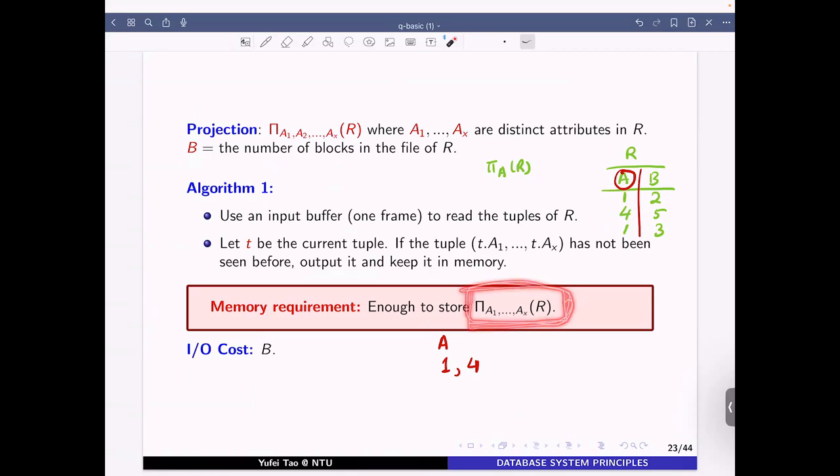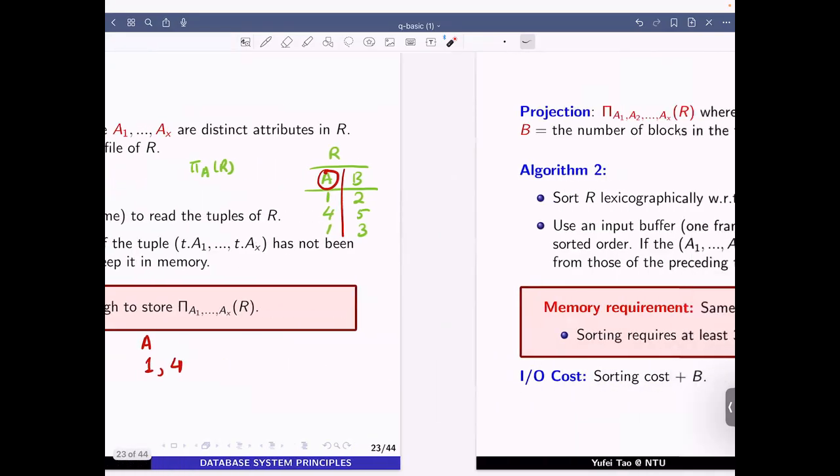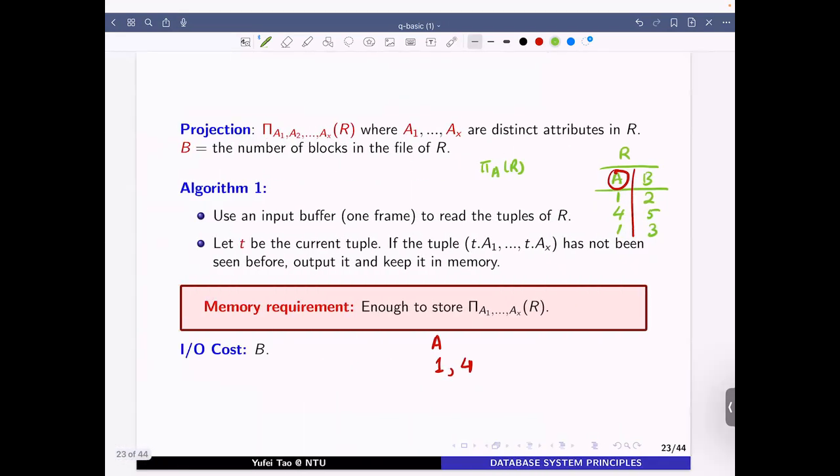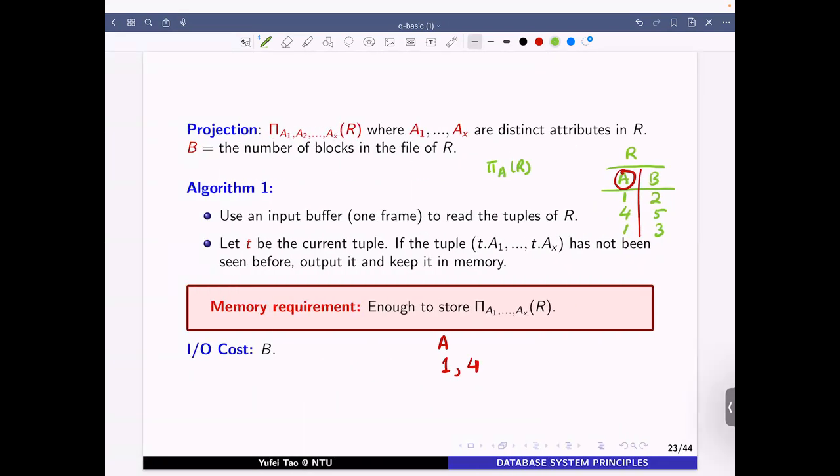And that could be big, right? That could be much more than just 3 frames. Okay, now let's look at this algorithm. So how does this algorithm work? Still the same example as we used before.